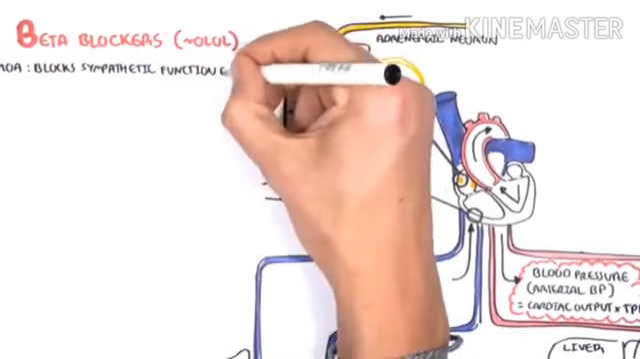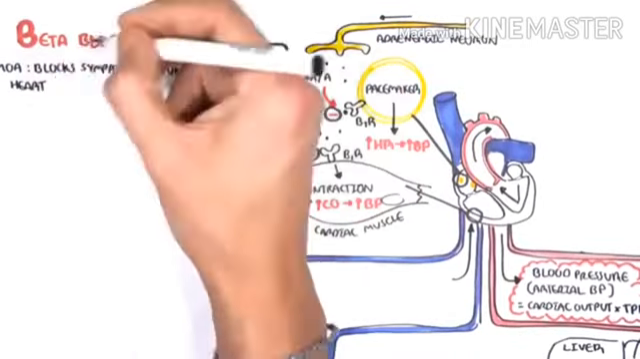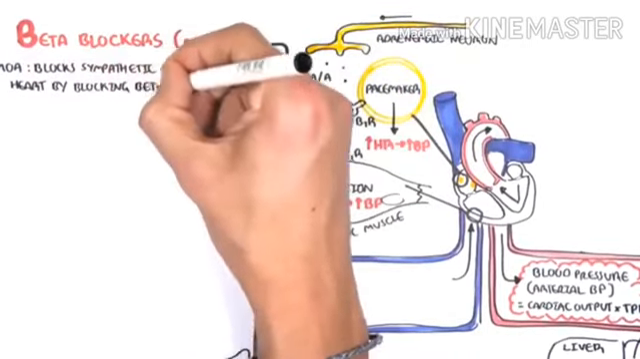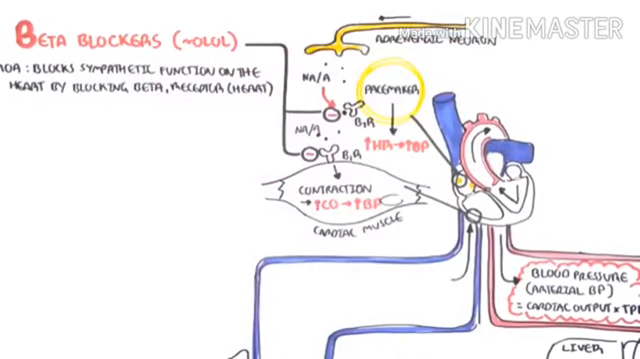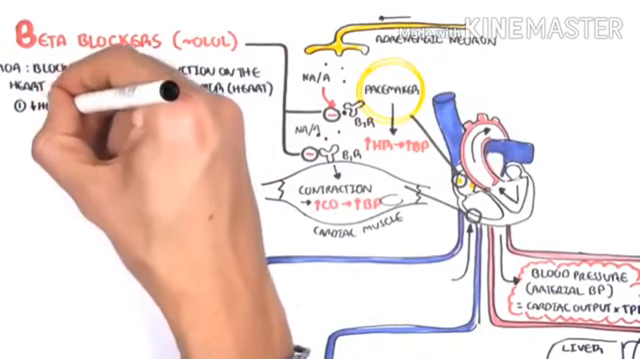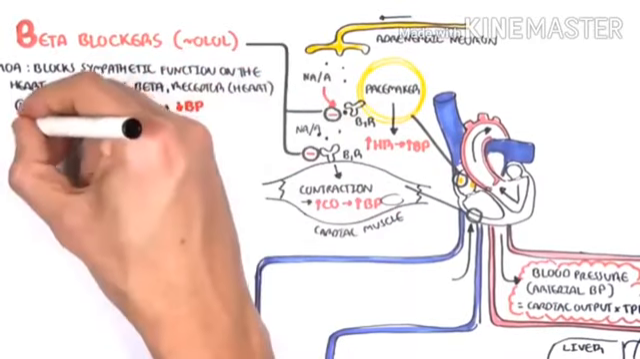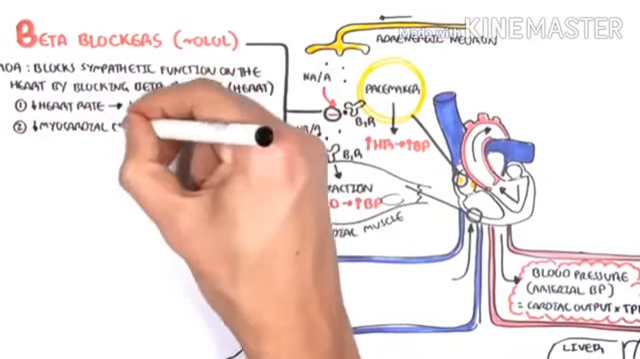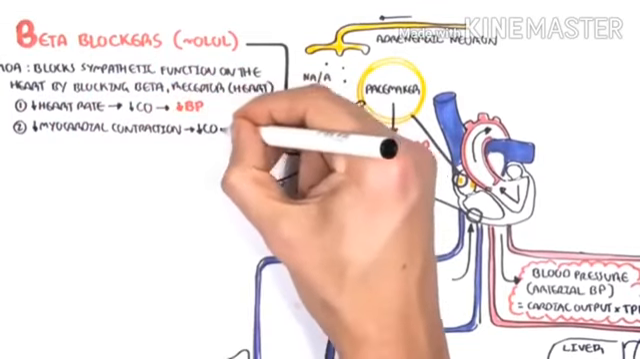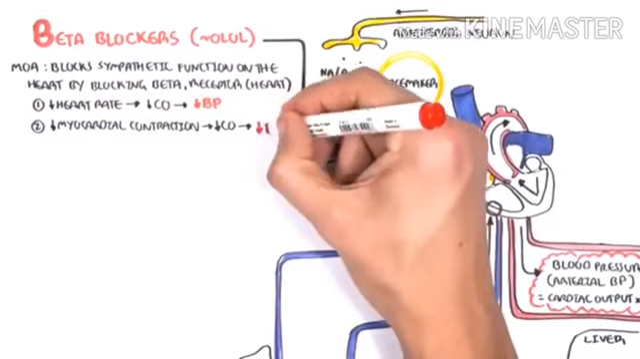So what is the mode of action of beta blockers? They block the sympathetic function of the heart by blocking the beta receptors on the heart. They produce the action in two ways: decreasing the heart rate, thereby decreasing the cardiac output and decreasing the blood pressure. Secondly, they decrease the myocardial contraction, thereby decreasing the cardiac output and the blood pressure.